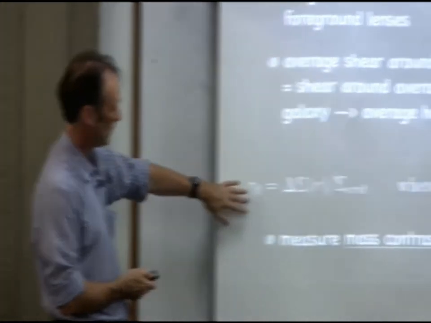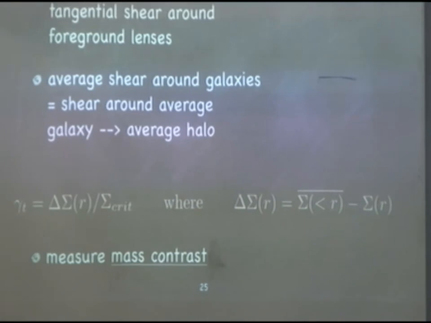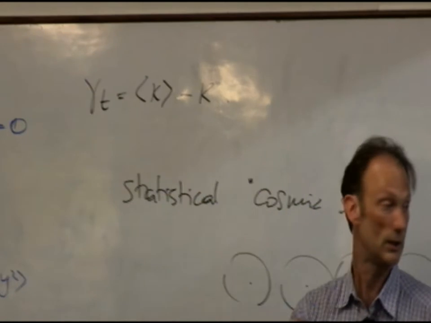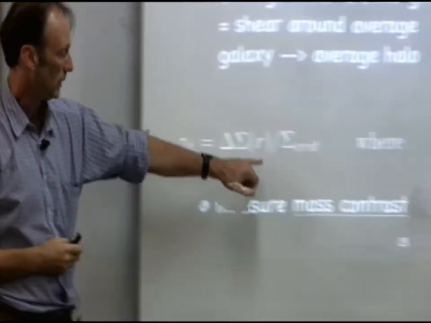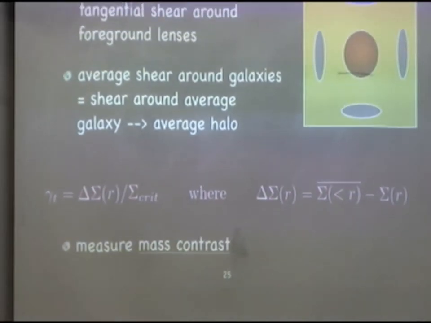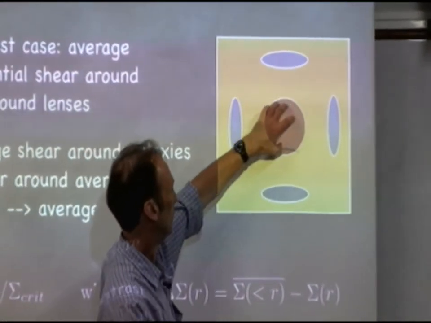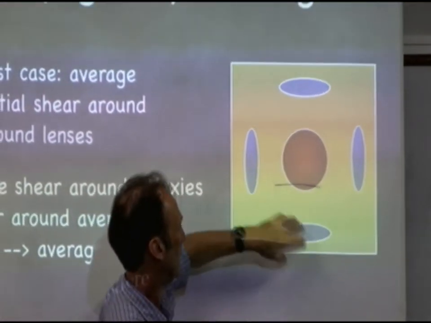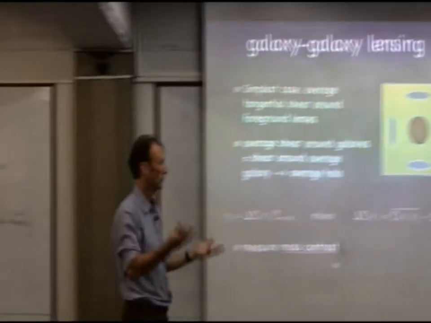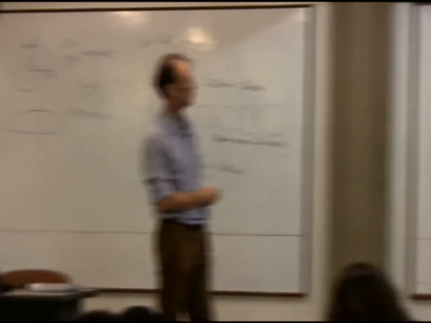When you can measure the average shear around a galaxy, you're basically measuring this kappa bar, average kappa minus kappa, so you're measuring a kind of mass contrast associated with the galaxy, in units of the critical density. So you're looking for this effect. You have a foreground lens, and around each foreground lens, you look whether the nearby galaxies in the background are slightly tangentially aligned. And by averaging over enough galaxies, you can measure this effect down to very low levels, in fact.